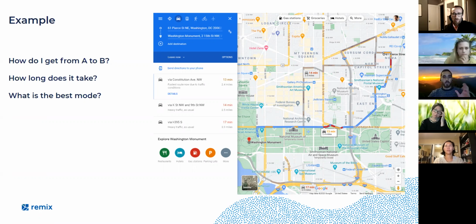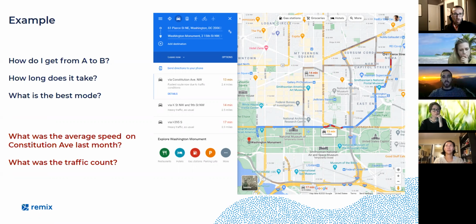But what if I'm a planner? And what I'm trying to answer is, what was the average speed on a given street last month? Or what was the traffic count? How many cars were there during 6 a.m. during the morning peak last month on average? Even if Google Maps has that data, it's not that easy for me to get it. And the reason for that is because it's not designed to do that. It's designed for other use cases, for those that actually are very easy to answer with Google Maps.